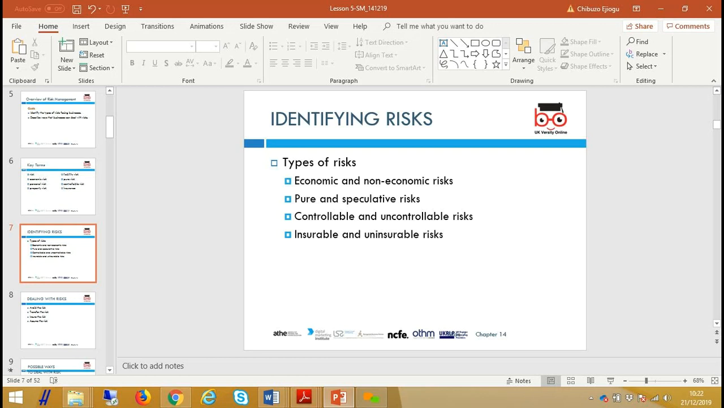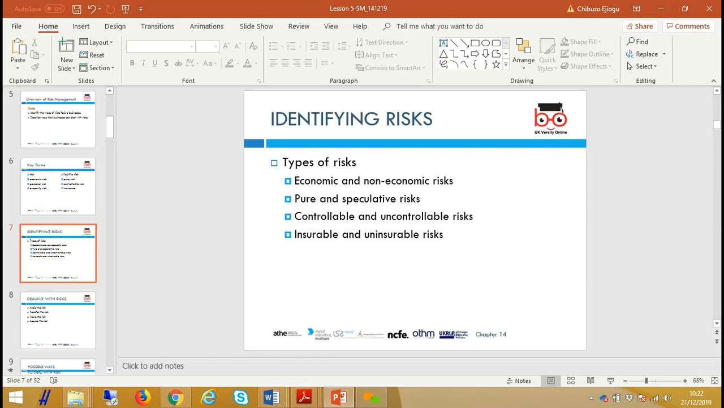Controllable and uncontrollable risks. Here we are referring to things that are within your control to prevent or protect. Those are controllable risks. Uncontrollable risks are something totally out of your control, like a natural disaster, flooding, earthquake, hurricane. Uncontrollable risks, right? But controllable risks are things within your control. So, for instance, the working environment, the safe working environment of your employees, depends on your health and safety processes and procedures.